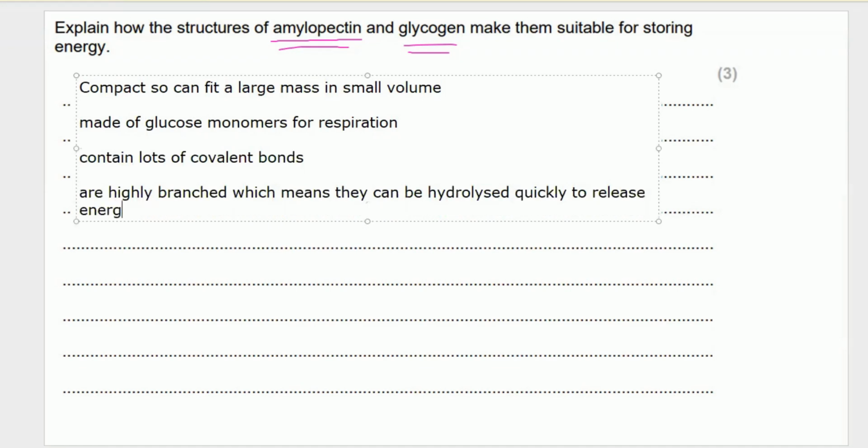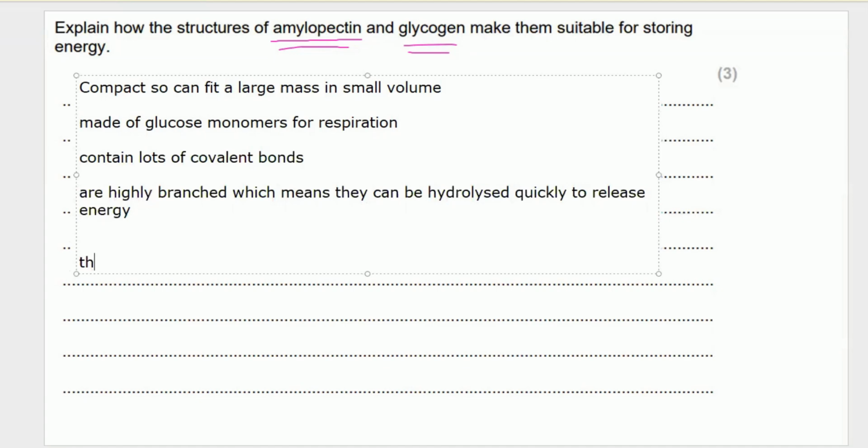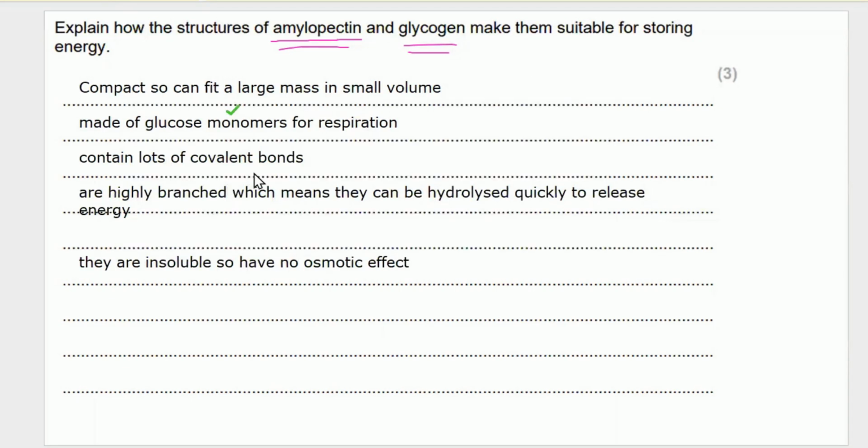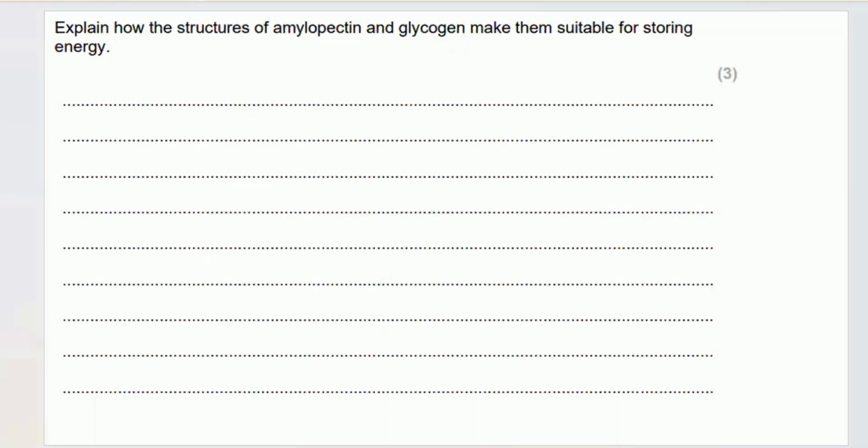One of the really key factors with amylopectin and glycogen, which is why they've mentioned them, is that they are highly branched. They have lots of branches. They have 1 to 4, 1 to 6 glycosidic links. You could write that if you want, instead of saying they're highly branched. And this means they can be hydrolyzed, broken down quickly to release energy or to release glucose. And of course, also the final point, which we've made before, they're insoluble, so they don't have an osmotic effect.